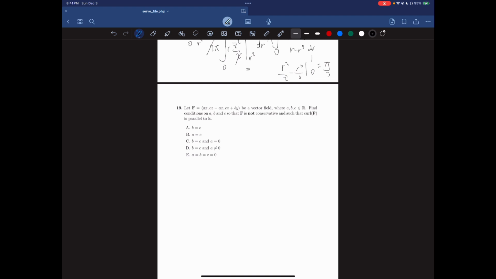Number 19. Let f equals ax cz minus ax cz plus by be a vector field where a, b, and c are all real numbers, or could be. Find conditions on a, b, and c so that f is not conservative, and such that curl f is parallel to k. Okay, so I think it's going to make sense if we compute the actual curl here.